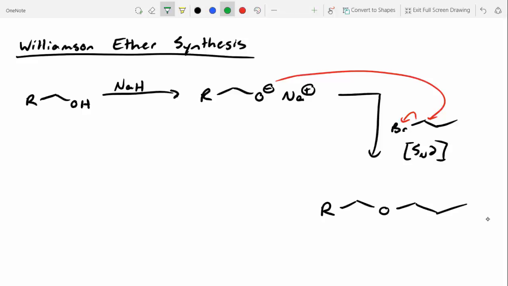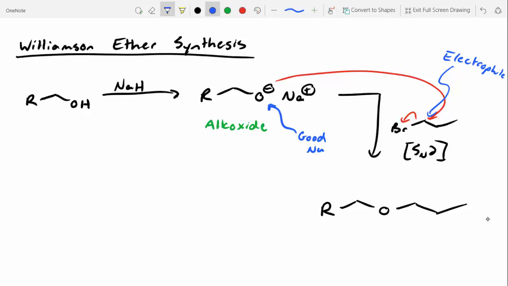The important thing to remember with the Williamson ether synthesis is that you must form an alkoxide. You can't just throw an alcohol in there. And by doing this, you create an oxygen that's a good nucleophile. And this good nucleophile can attack with any sort of primary or secondary electrophile. Or sorry, methyl or primary electrophile. You normally don't see it with secondary carbons.